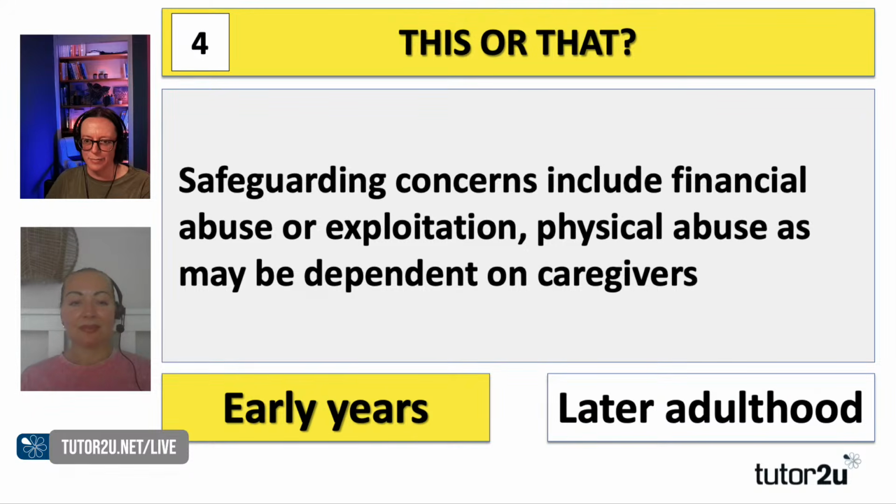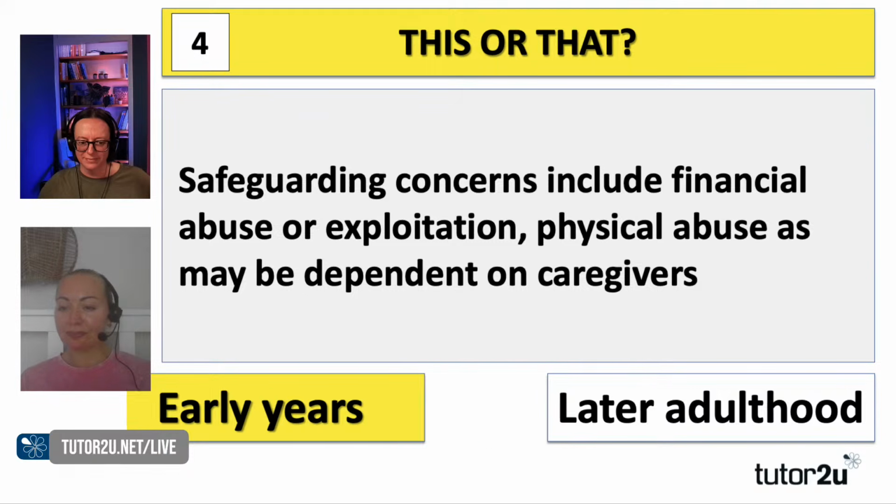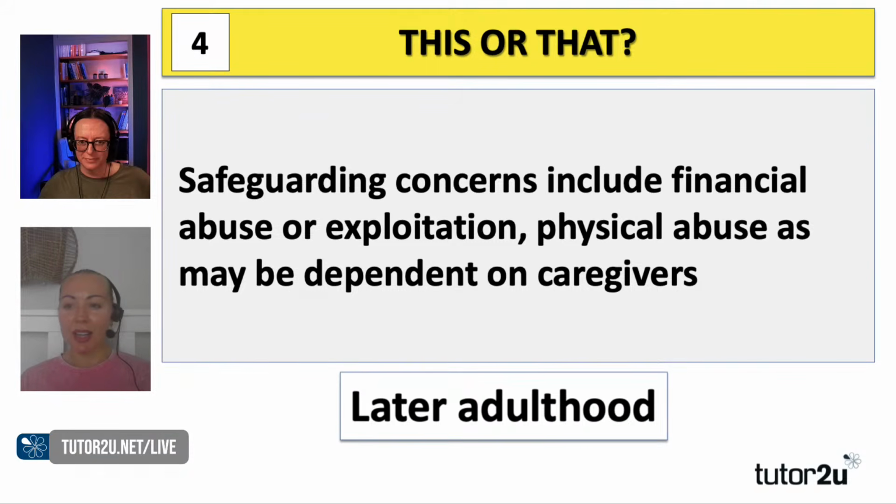Okie doke. Number 4. Safeguarding concerns include financial abuse or exploitation, physical abuse as may be dependent on caregivers. Which age group would that be associated with? Slightly harder, but I can see lots of correct answers coming through. Yeah. The financial abuse one would be the indicator for me. Good. Well done, guys.